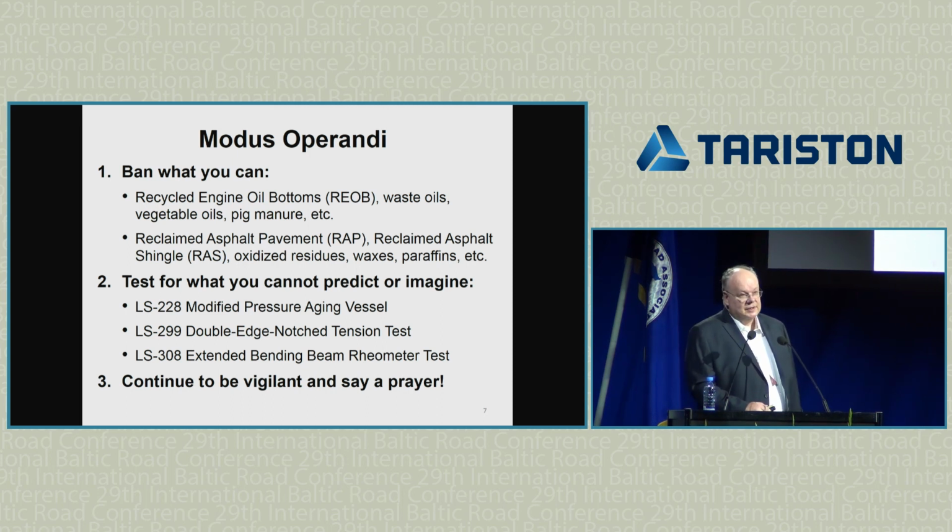LS299 is the double-edged notch tension test, modified ductility method, first developed in 1903 by Alan Dow in the Washington, D.C. Roads Department. And then we have the extended BBR test, which is the modification of the regular BBR. And it was discussed during SuperPave, was also discussed by Alan Dow in 1903. So nothing really new, but a heck of a lot improved over what the regular AASHTO M320 specification does for you.